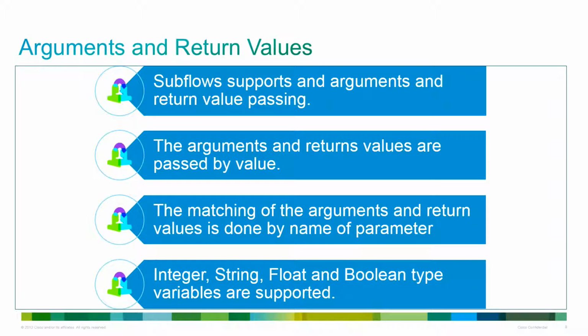More information on arguments and return values. The subflow parameters, that is arguments and return values, can be passed between a calling flow and the called flow. We can pass multiple parameters and also multiple values can be returned from the subflow. The matching of parameters and return values is done by the name and type of the parameter. At present we support 4 types of parameters: boolean, integer, float and string.